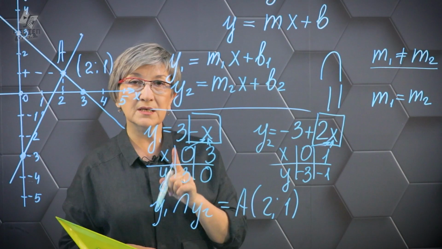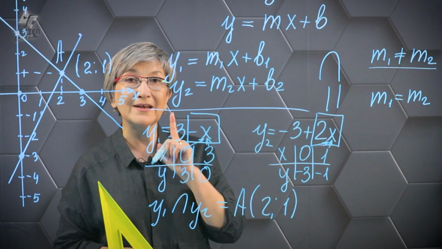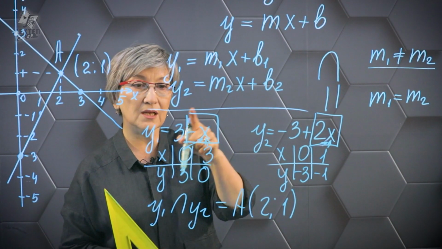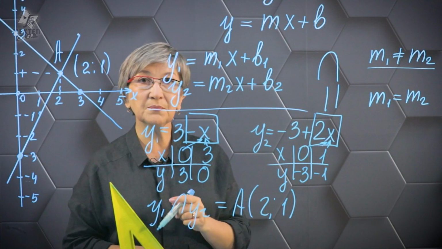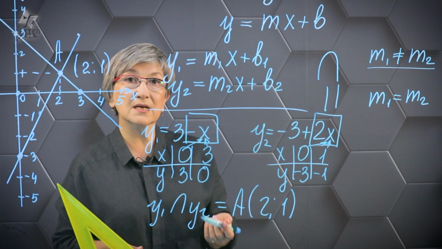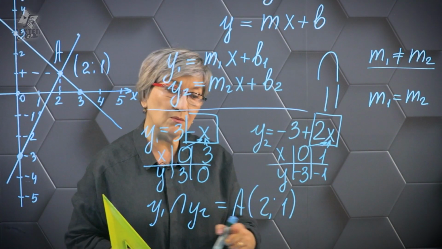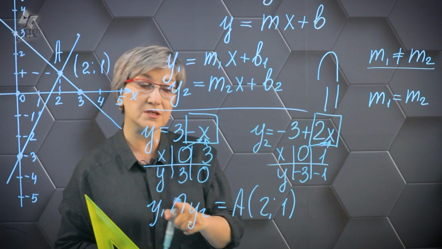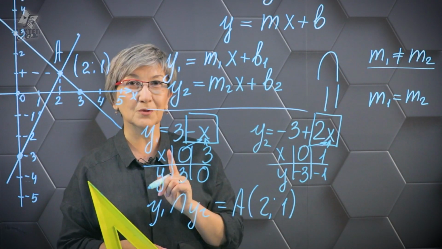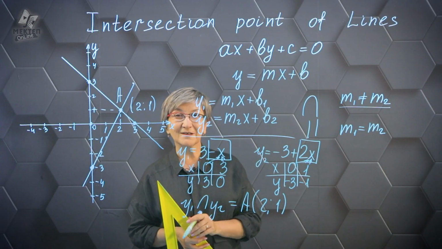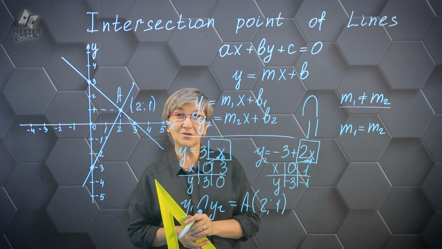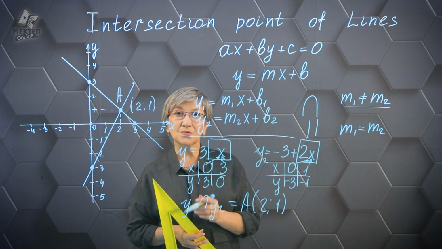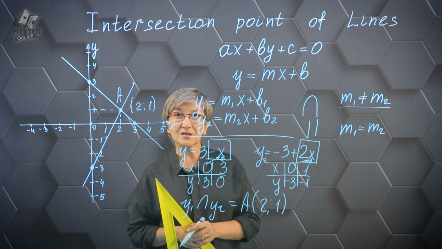Thus, to find the intersection point of linear function graphs, first pay attention to the coefficient of the variable x. If these coefficients differ, we can then draw the function graphs and locate the intersection point. But we can find the intersection point without plotting these functions, using a method called the algebraic method.